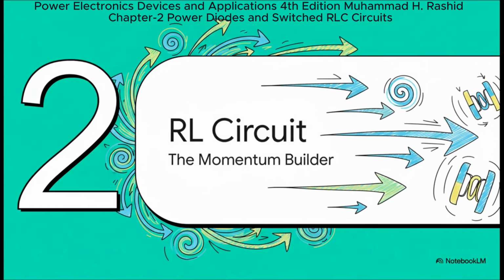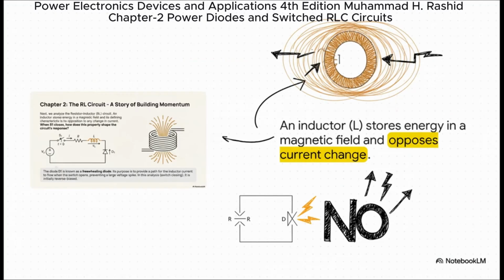Okay, moving on to our second character, the RL circuit. We'll call this one the momentum builder. If the RC circuit was like filling a reservoir, this one is all about building up momentum, kind of like a heavy freight train slowly getting up to speed. So here, we swap out the capacitor for an inductor, L. An inductor stores energy too, but it does it in a magnetic field. And its defining personality trait? It hates change. It will fiercely oppose any attempt to change the current flowing through it.